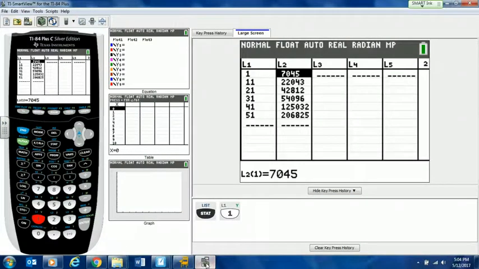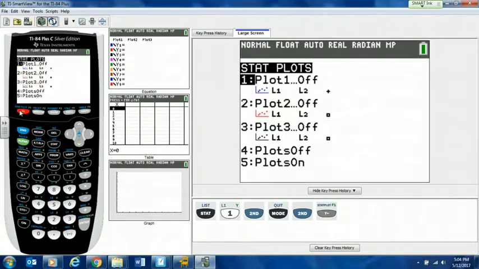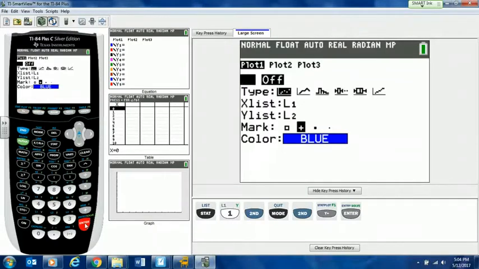Now I want to graph this information. In order to graph it, I'm going to press second, and then y equal. It brings up all the different stat plots that you can choose from. I'm going to use plot 1. You'll notice that right away, off is selected, so go ahead and select on. For the type, you want to select a scatter plot. That's the first one with the points.